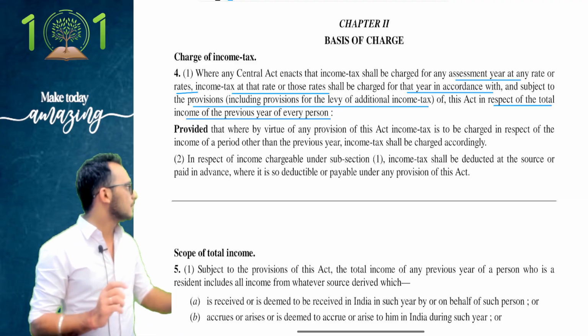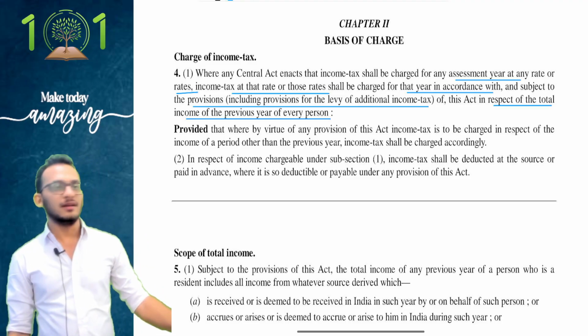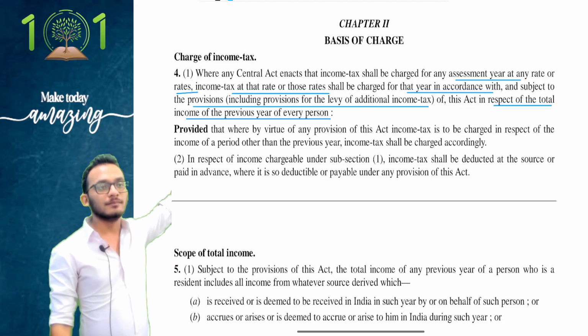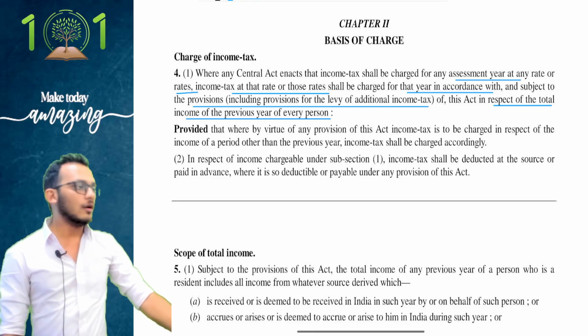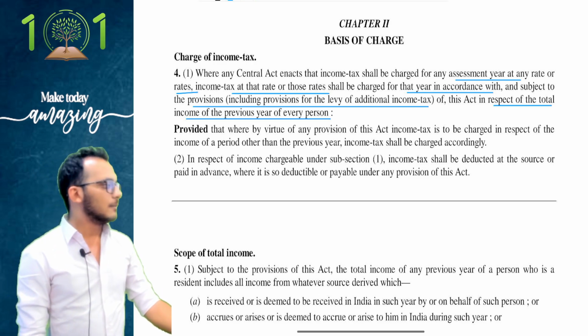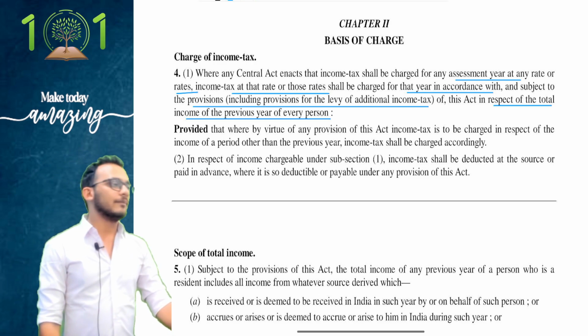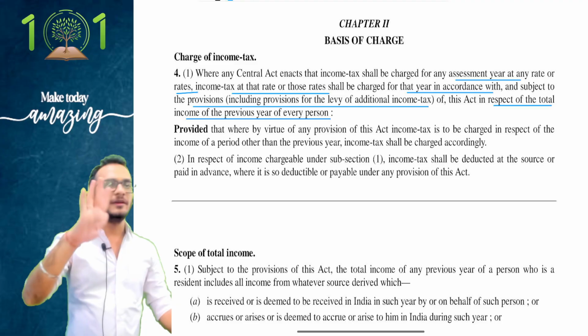Subsection number 2. Subsection 2 says, in respect of income chargeable under subsection 1, which means I'm referring to 1, income tax shall be deducted at source or paid in advance where it is so deductible or payable under any provisions of the act. Basically, they're saying TDS and advance tax payment, meaning either TDS can happen or advance tax can happen, either way is fine.